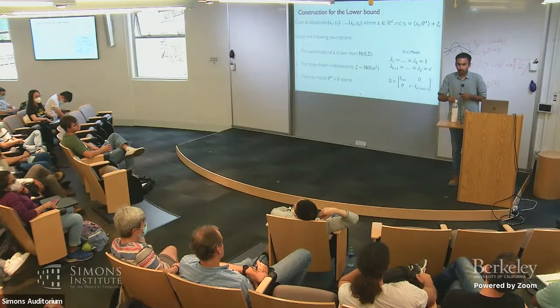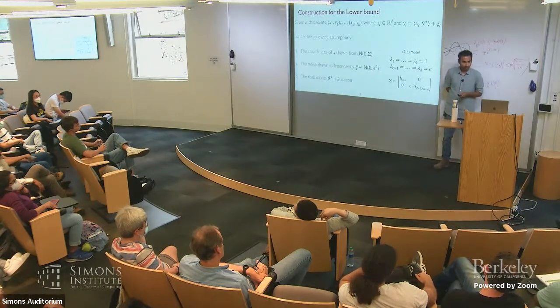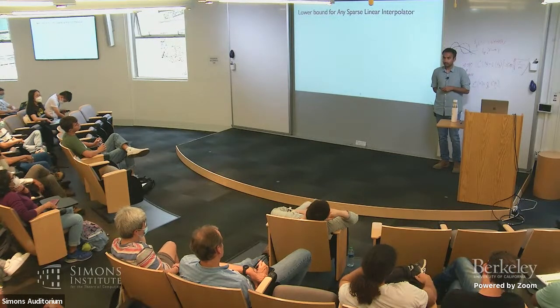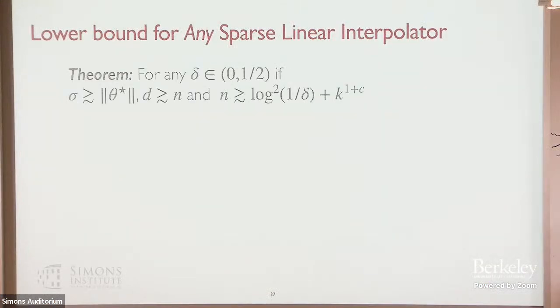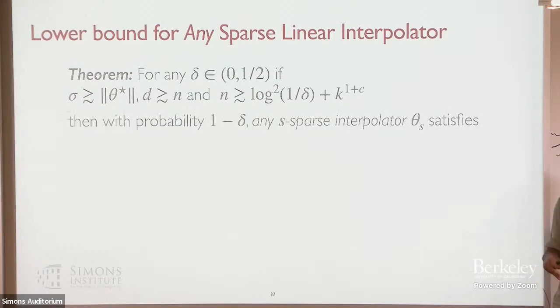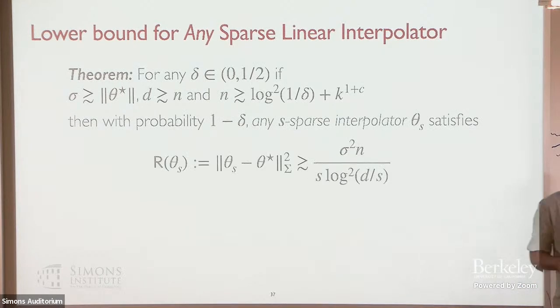Maybe we can look at the lower bound and that will make it clear. So here's a lower bound for the excess risk, and this is a lower bound for any sparse linear interpolator. If the failure probability is a constant, if the noise variance is comparable to the norm of theta star, and d is larger than n and n is larger than k, which is the sparsity raised to the 1 plus constant, then with probability 1 minus delta, for any s-sparse interpolant, the excess risk of it is lower bounded by sigma squared n divided by s log squared d over s.